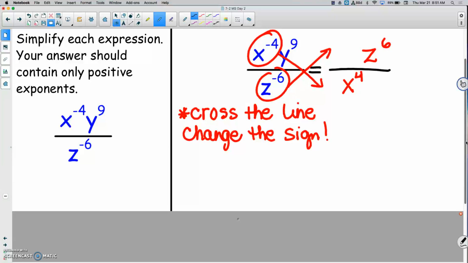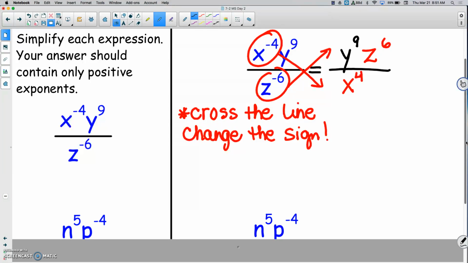The one that was on the bottom went to the top. Top went to the bottom. Now they're positive exponents. Here's the deal with that y to the 9th though. It already had a positive exponent, so it stays right where it was. And that's your simplified answer.